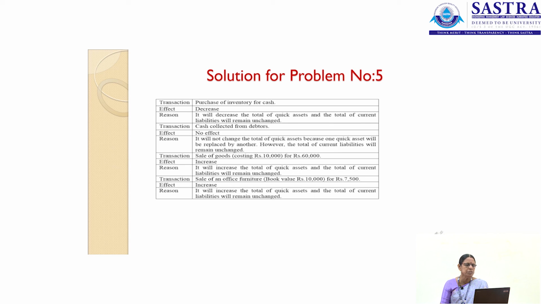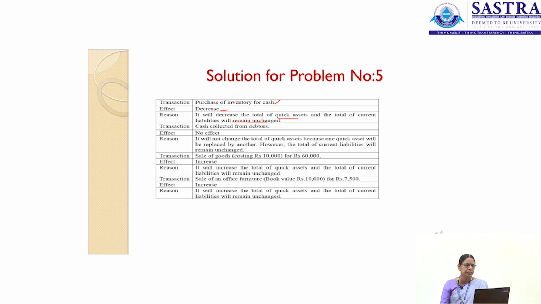First one is purchase of inventory for cash. When we purchase the inventory for cash, cash will decrease. So the quick assets will decrease and the total of your current liabilities will remain unchanged. So we take current liabilities as the denominator now. Now the numerator decreases and your denominator remains unchanged. It will decrease your quick ratio.